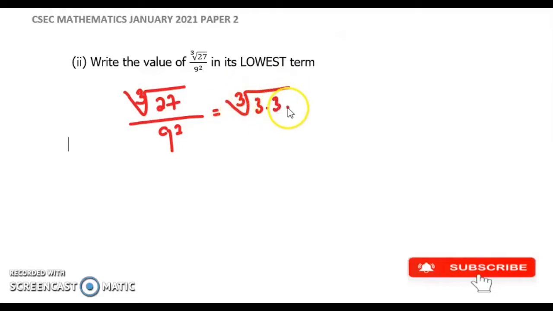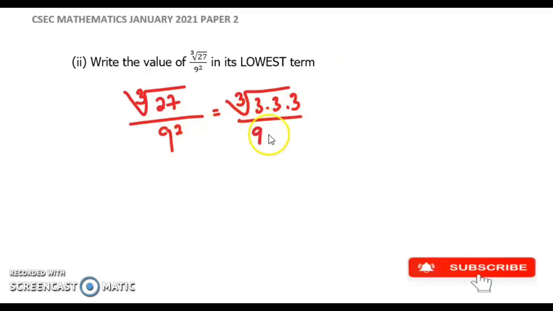Our next question is, write the value of the cube root of 27 divided by 9 squared in its lowest terms. So I'm going to rewrite the question. And here I'm going to put over 9 squared. So the cube root of 27, it's basically asking us which number multiplied 3 times gives us 27. So this could be rewritten as 3 times 3 times 3, because that would give us 27.